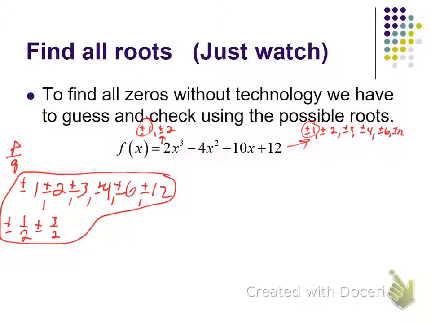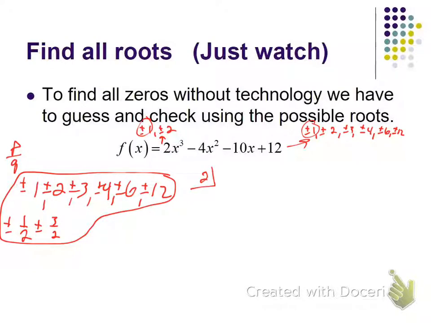Okay? What you would have to do at this point is just start picking some and put those possible solutions or zeros into synthetic division and see if it works. For example, I don't know, 2. We'll try 2 first.